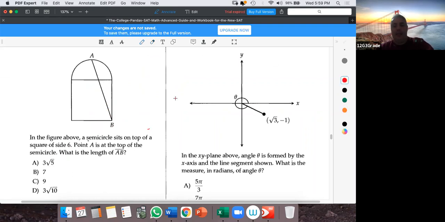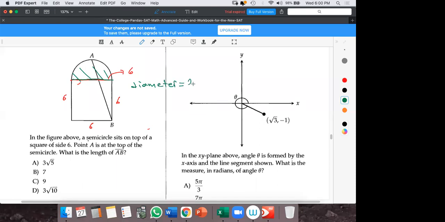Let me explain. Now, this question is a good question, not difficult, not easy, a normal one. First of all, it says that it's a square with side length 6. So this is 6, this is 6, this is 6. Till here, do you have any question? And by the way, this is also 6. Do you have any question? No. Since this is a semicircle, can I call this the diameter?